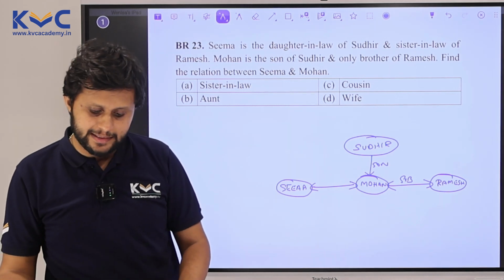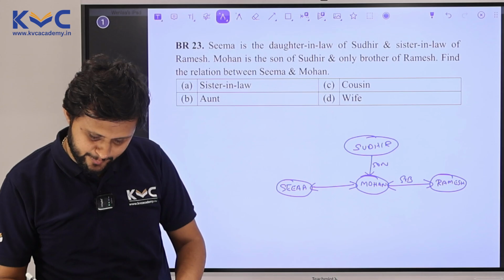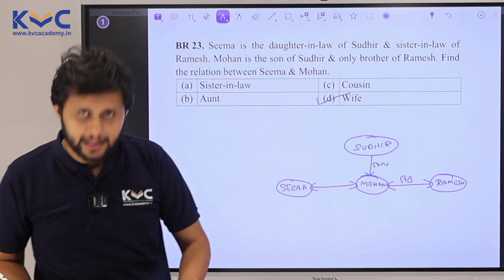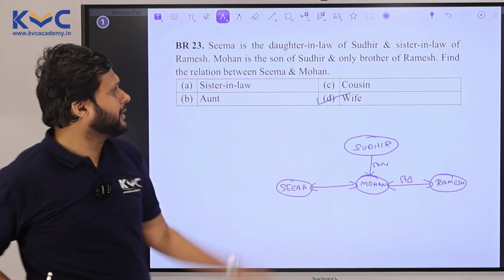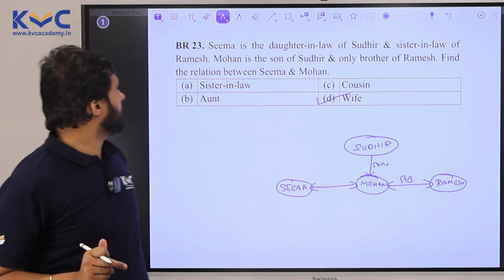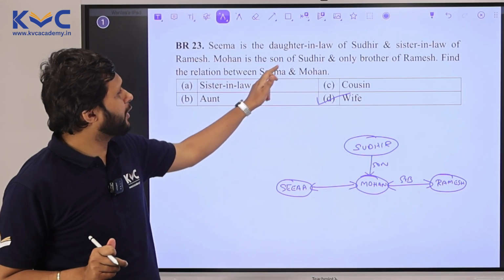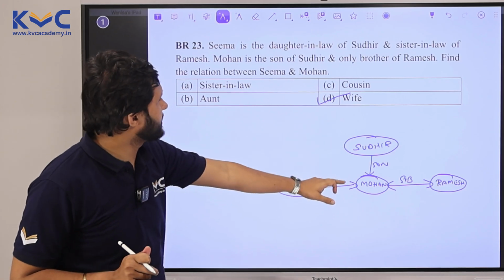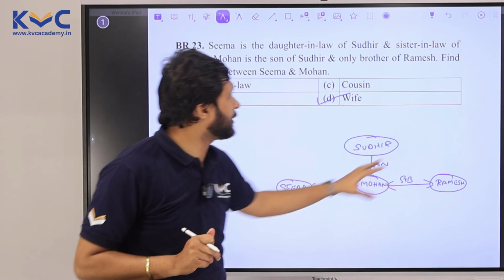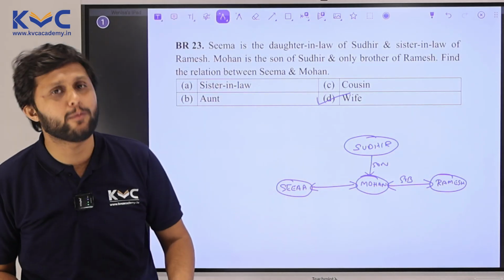Find the relation between Seema and Mohan. Seema and Mohan are husband and wife. That is wife. Wife is the right answer. Let me just confirm everything by running through all the conditions. Seema is daughter-in-law of Sudhir, works, sister-in-law of Ramesh. Ramesh works. Mohan is the son of Sudhir, works, and the only brother of Ramesh. Only brother of Ramesh. That's why they are husband and wife. The relation is wife.